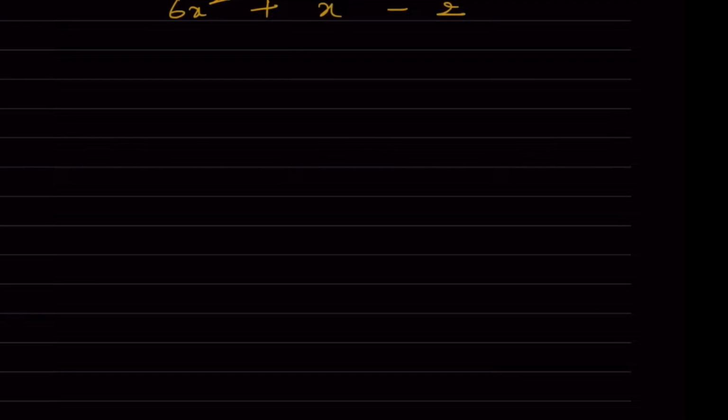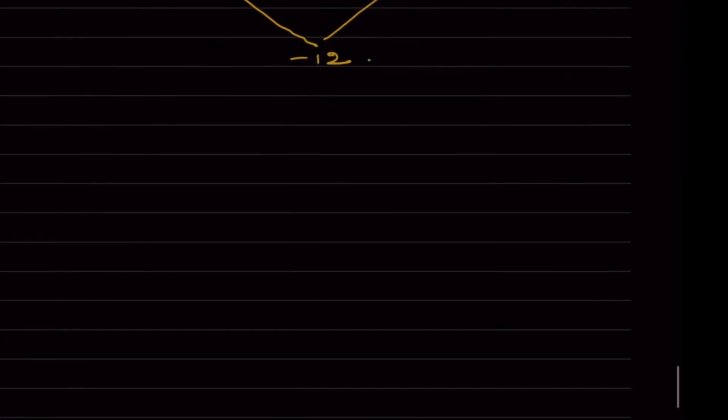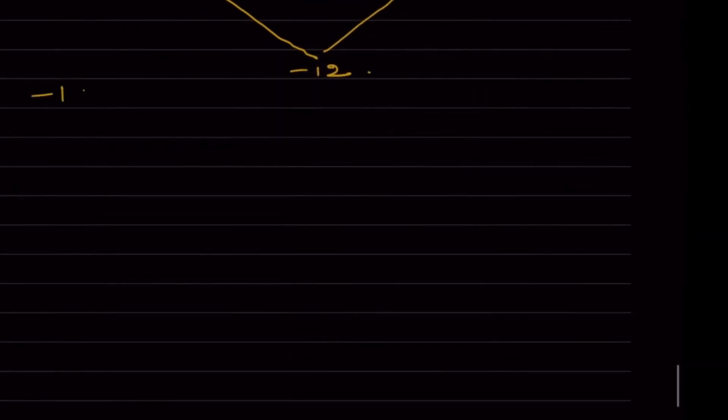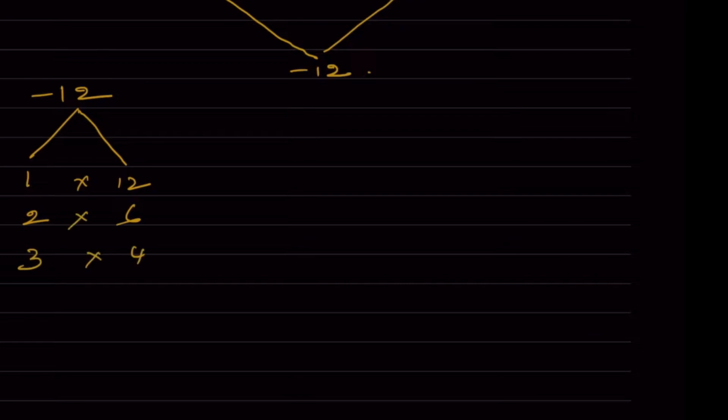So now what we are doing in the second step is, here we are just taking these two terms. What is 6 into minus 2 equal to? It is equal to minus 12. Now what are the factors of minus 12? I can write it as 1 into 12, or 2 into 6, or 3 into 4. You can take minus in any of them. It can be minus 1 into 12, or 1 into minus 12, minus 2 into 6, or minus 6 into 2, or minus 3 into 4, or minus 4 into 3. So these are the factors which you are getting.